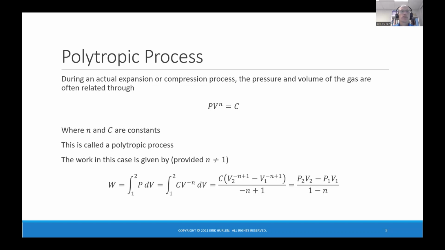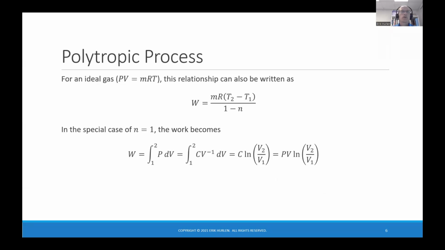For any polytropic process, we rearrange the equation so that P equals C over V to the n power. We can then calculate the amount of work done by plugging this into the integral, yielding P2V2 minus P1V1 all over 1 minus n. This only works, however, if n is not equal to 1. If n is equal to 1, such as in Boyle's law or in the ideal gas law, then we get an integral of 1 over V, which becomes a natural log. So in this case, the amount of work done is given by P times V times natural log of V2 over V1.